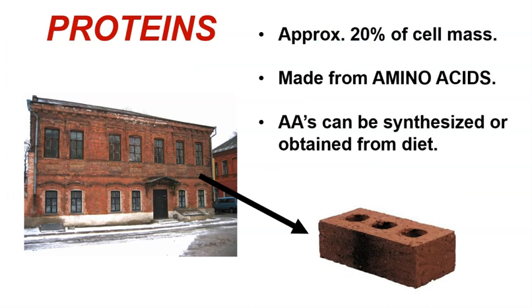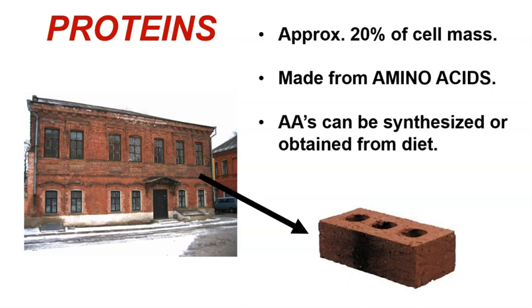Next we have proteins, and proteins compose approximately 20% of cell mass. Proteins are constructed from subunits that are called amino acids. So if you think of a protein as a brick building, the individual bricks that make up that brick building, at least as far as the protein is concerned, the individual bricks of the proteins are called amino acids.